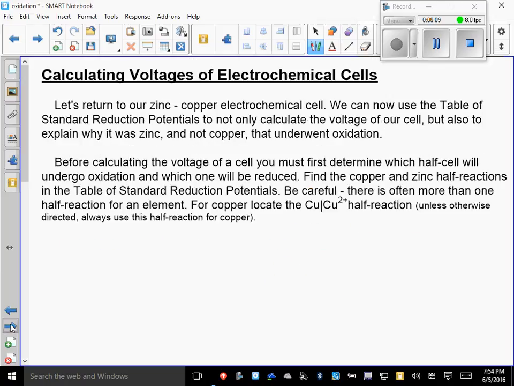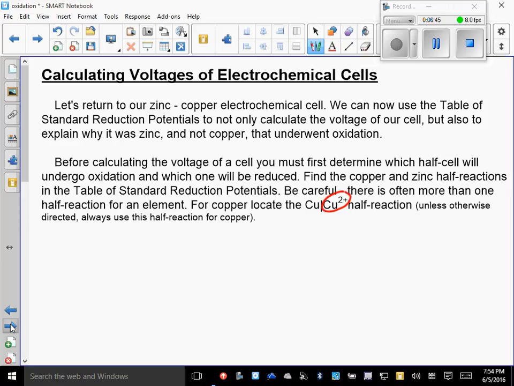Okay, so how to calculate voltage of electrochemical cells. Looking back on our zinc copper cell, we can use that table to calculate the voltage, but also explain why it's zinc that underwent oxidation. Before calculating the voltage, you must first determine which cell is oxidized, which one is reduced. Find the copper and zinc half reactions in the table. Be careful, there's often more than one half reaction for an element, so just make sure you're always looking at the right one. For copper, we want to locate the copper 2.